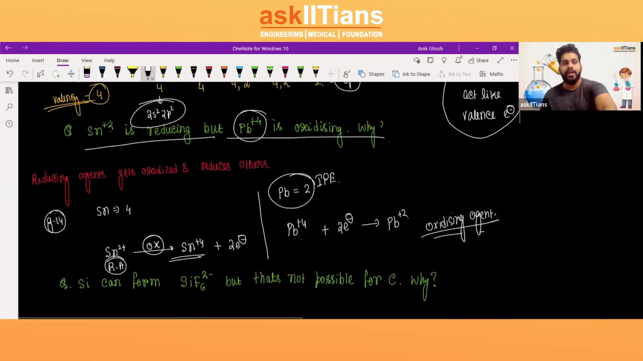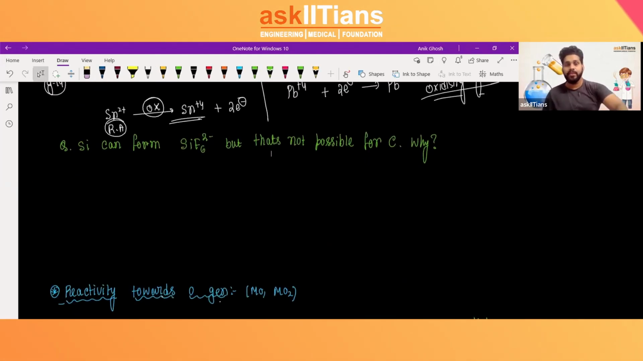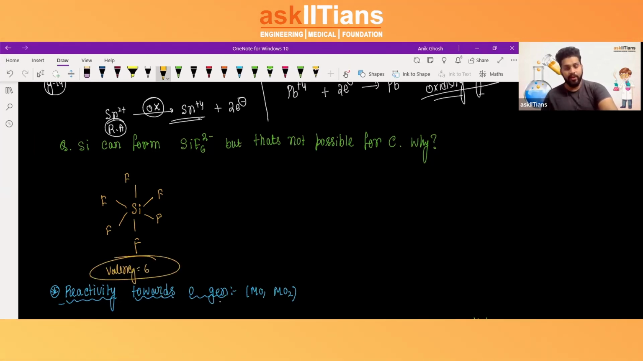Moving on to the next one now. Si can form SiF6 2 minus, but that's not possible for carbon. Okay, this question has a different approach actually. When we are talking about Si, in order to make SiF6, it is showing the valency. What is the valency of silicon over here? It is 6, right? Now, how is it 6? Because silicon's valency should not be 6, it should be 4 only, because it's a group 14 element.